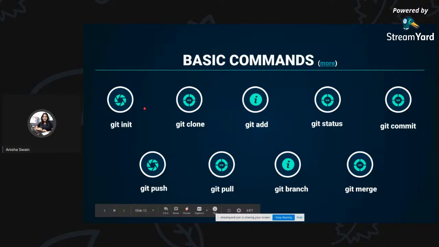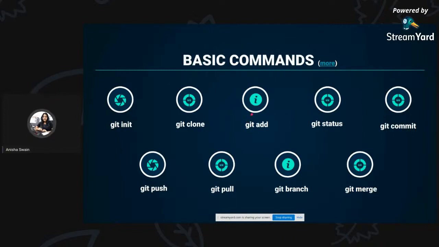Next, some basic commands that we use in Git. The first thing is git init. This command initializes Git in a particular folder, and when you use git init in a folder, you'll see a .git folder in which all the setups will be there. Now git clone. What git clone does is it takes the repository from the server and creates a local replica of the same repository in your own system.